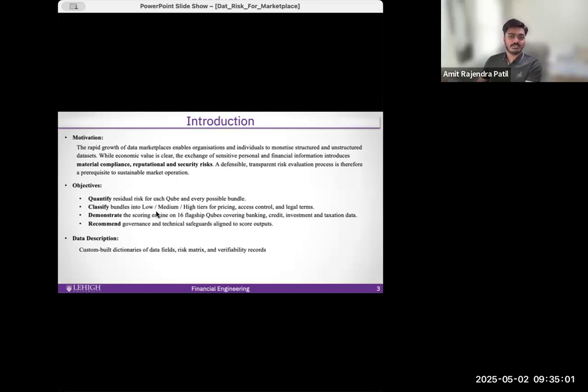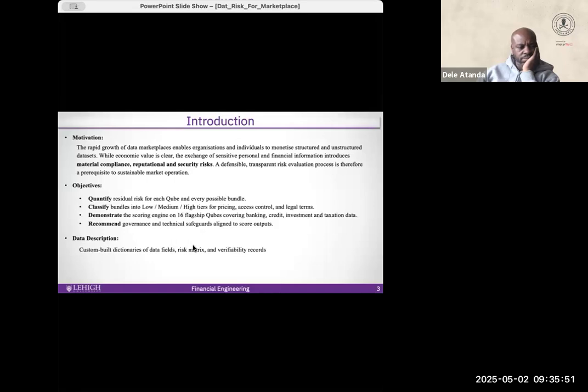The objective was to quantify any kind of residual risk or personal information in data, classify it into different risk categories, and then relate them with legal considerations like GDPR, which we are all aware of, or HIPAA for health protection acts. Then, to build a scoring engine on the basis of those cubes, depending upon the verifiability of the data records, and recommend governmental regulations or technical safeguards to give a score output.